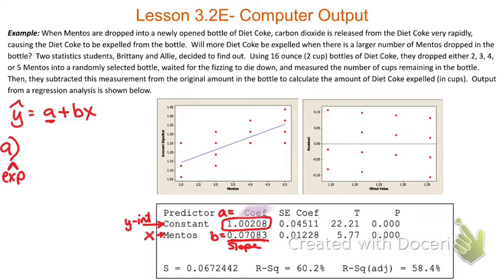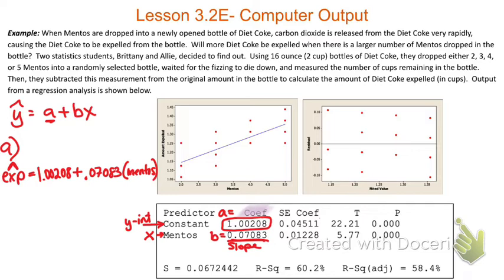Expelled hat, that's the y value, amount expelled. Hat means we're predicting. So expelled hat equals 1.00208 plus 0.07083 times Mentos. There we go. That is the equation of the least squares regression line. I got those numbers right here from this computer output. Do you guys have any questions on that?